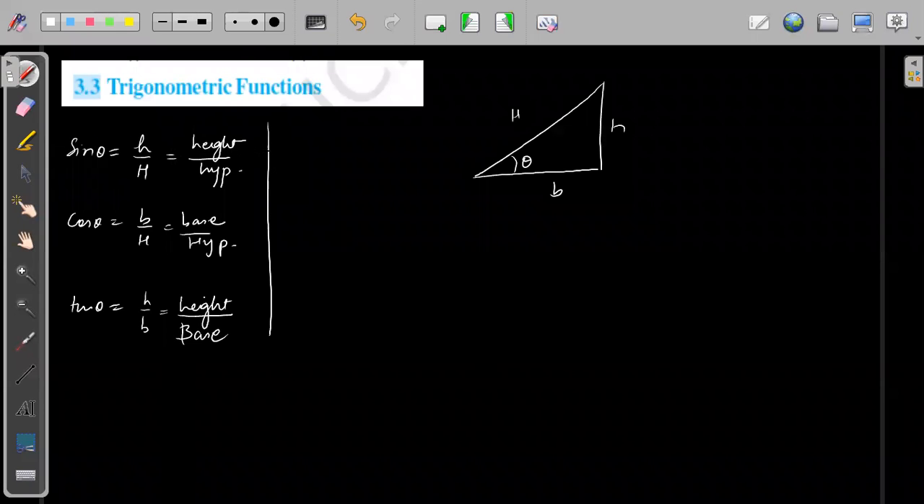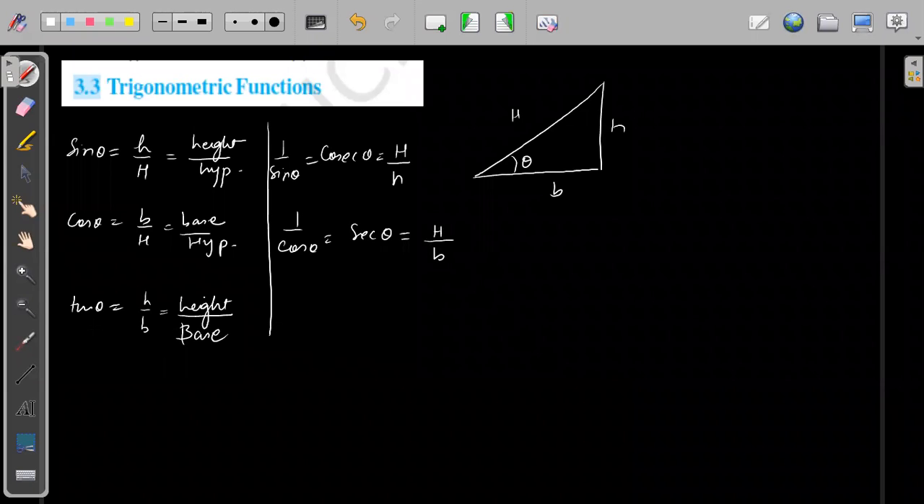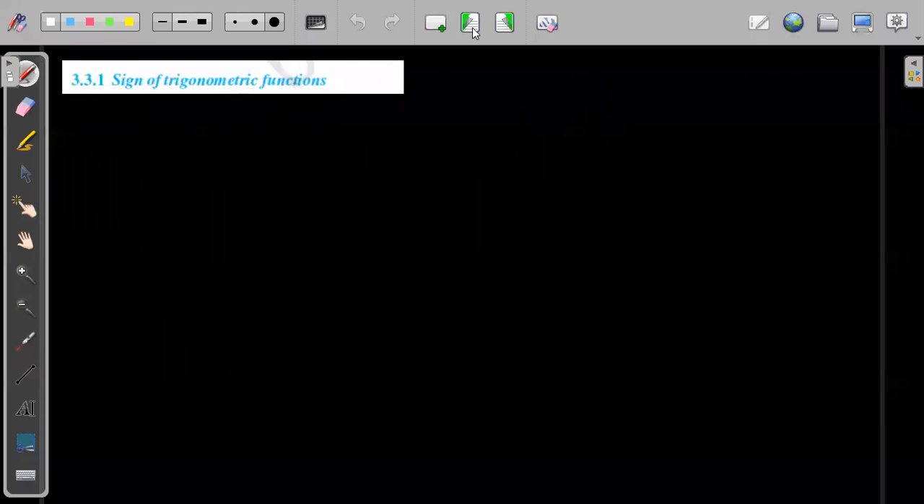So now this is sine theta. I will write 1 by sine theta, the trigonometric function represented as cosec theta, which is nothing but hypotenuse upon height, right? Then we have reverse of cos theta, 1 by cos theta. We will write it as sec theta, which is nothing but hypotenuse upon base. Then we'll have reverse of tan theta, 1 by tan theta. We will write as cot theta, which will be base upon height. Now, understood? Okay. So now these are the six different trigonometric functions, right?